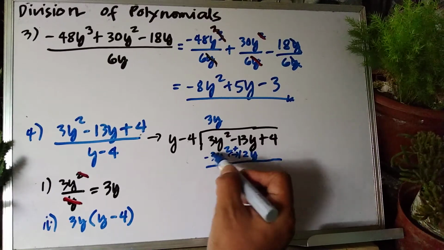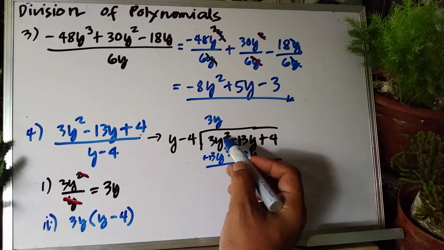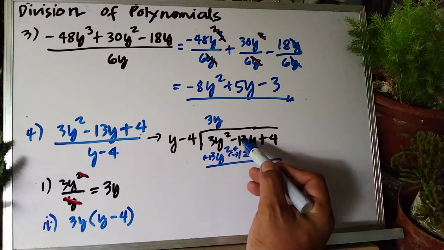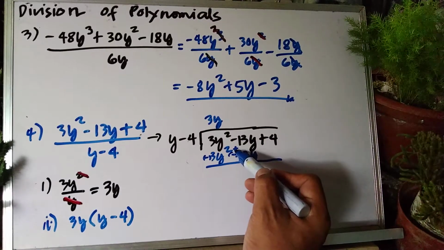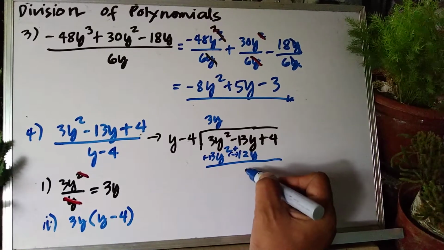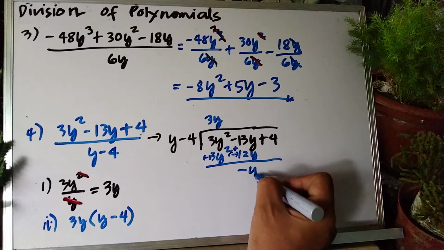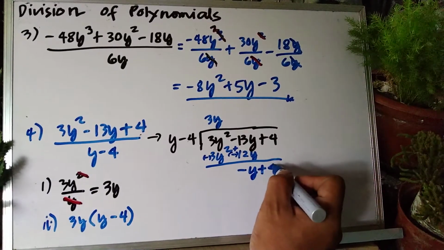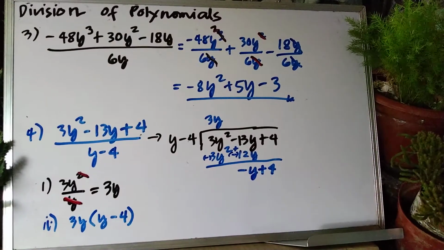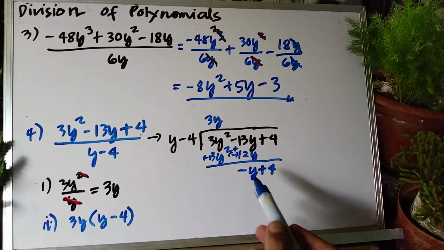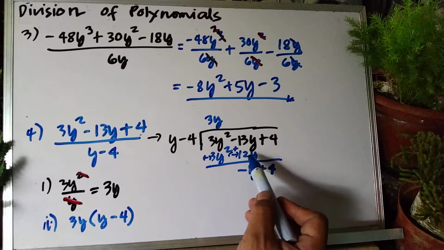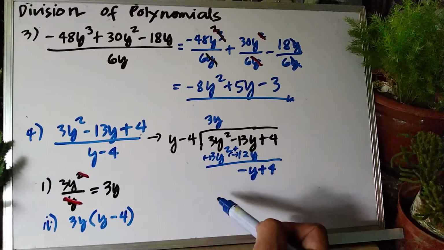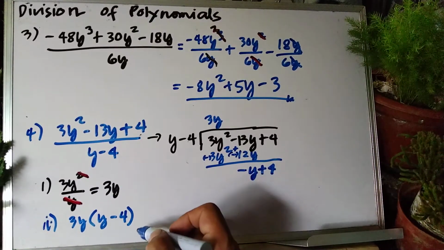So, 3y, may mo siyang minus. 3y squared minus 3y squared, 0 na siya. So, negative 13, may mo na siyang plus. Plus 12 is negative 1y. So, you bring down plus 4. Kadubdom patana nga ma-change iyang mga signs dire. Okay, very good. So, what is our third step?